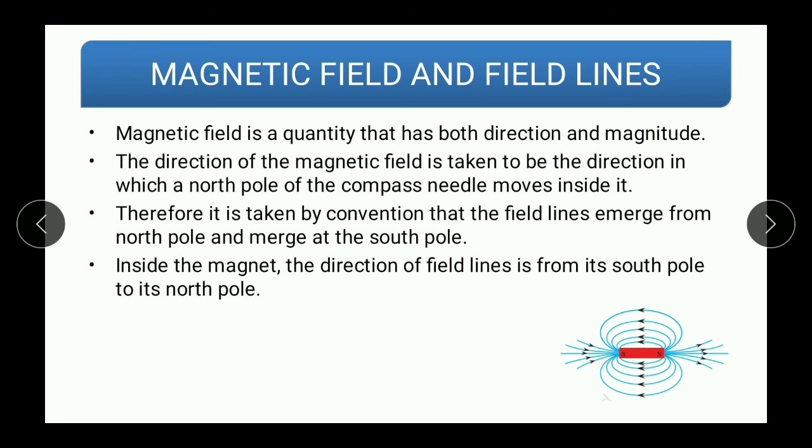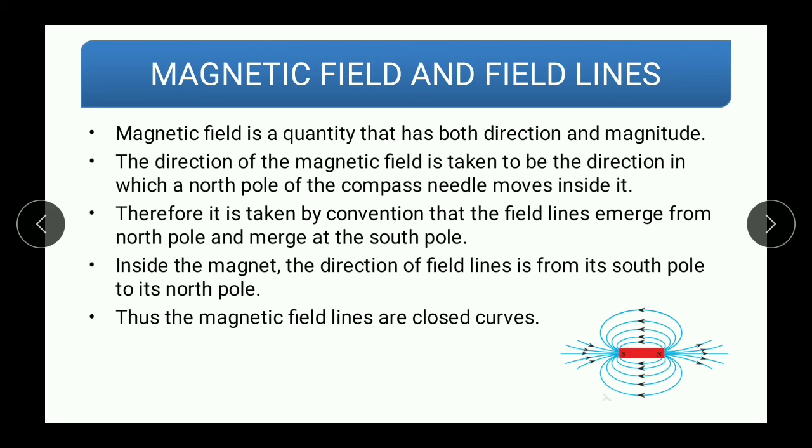Then inside the magnet, the direction of the field line is from its south pole to north pole. So inside the magnet the situation is exactly opposite. Here field lines are shown from south pole to its north pole. So that's how a magnet works. Thus magnetic field lines are closed curves.